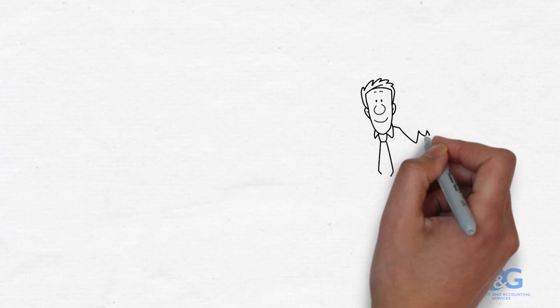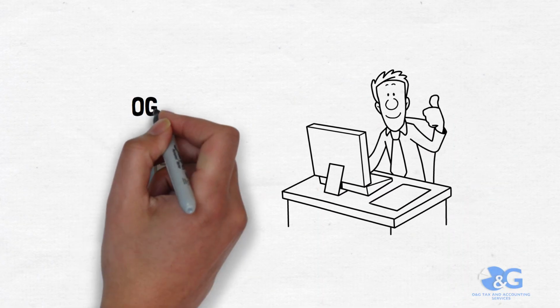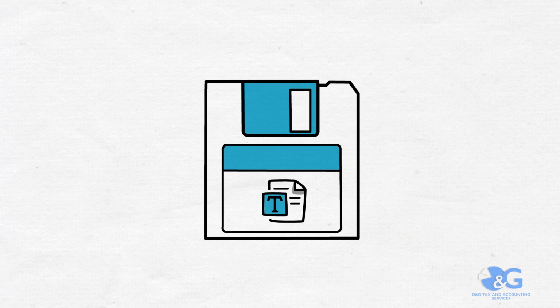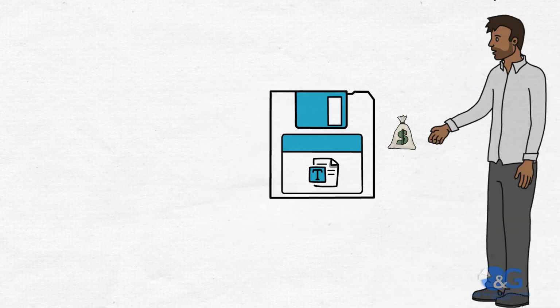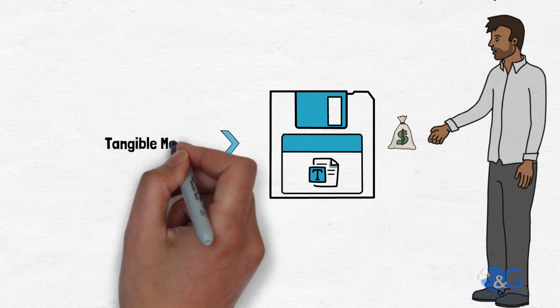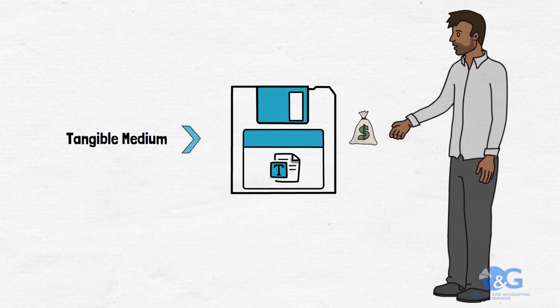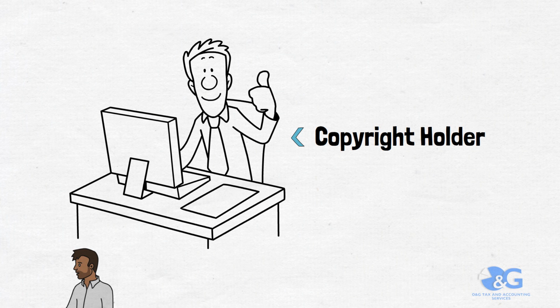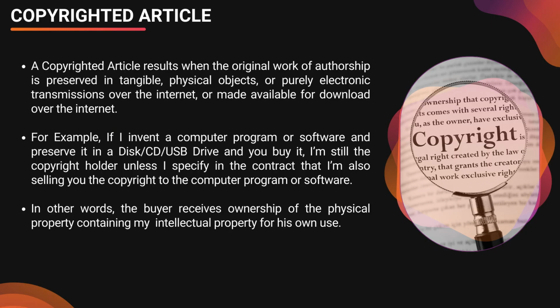For example, if I invent a computer program, let's call it OGX, or software, and I preserve it on a disk, on a CD, on a USB drive, and you buy it, because I have preserved it on a tangible medium, that thing you're holding is a copyrighted article. I'm still going to be the copyright holder unless I specify in the contract that I'm also selling you the right to the computer program or the software. In other words, if you, the buyer, receive ownership of the physical property containing my intellectual property for your own use, you have a copyrighted article.